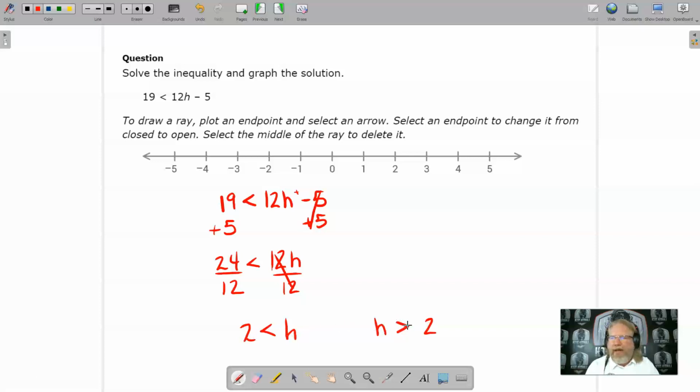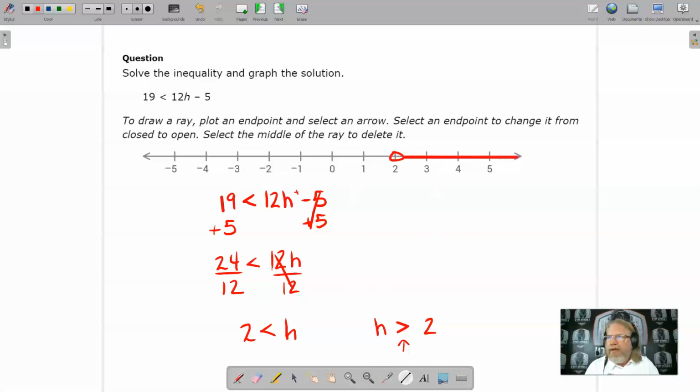And this is helpful. Why? Because the symbol tells us which way our arrow needs to go on the graph, as long as our variable's on the left. That's why I like to keep them on the left over there. So that's going to be an open dot, right? And we're looking for 2. And I want my arrow going to the right.